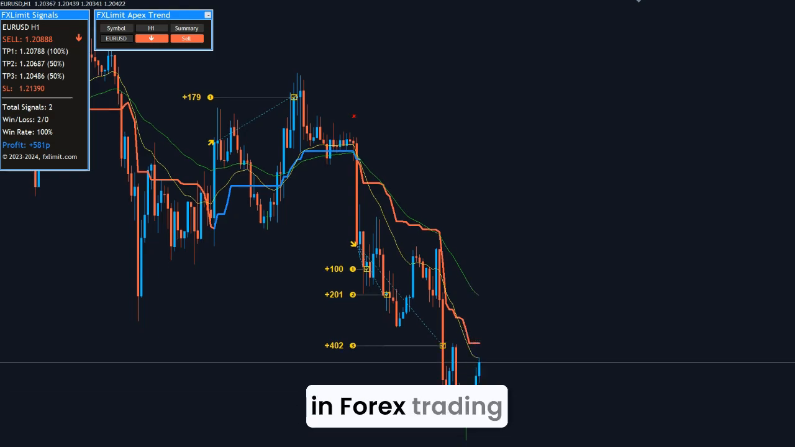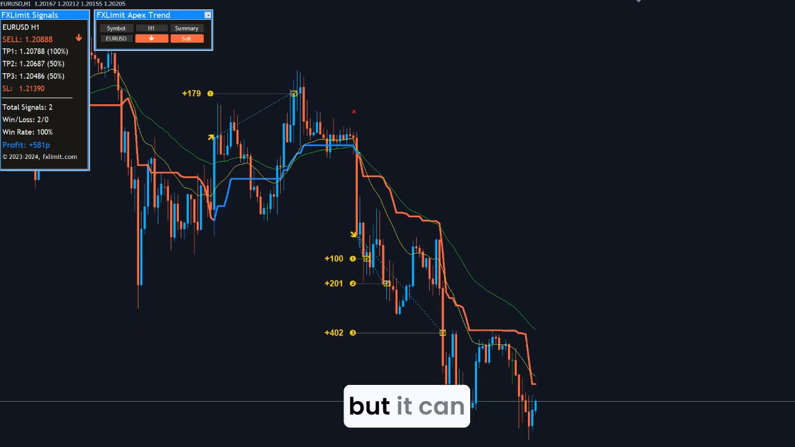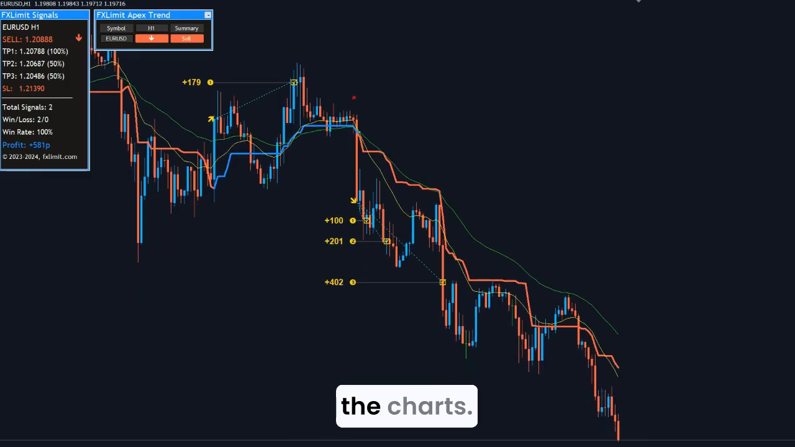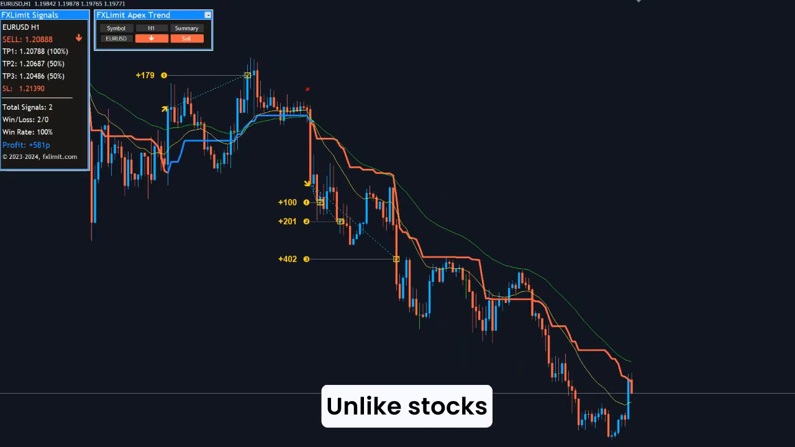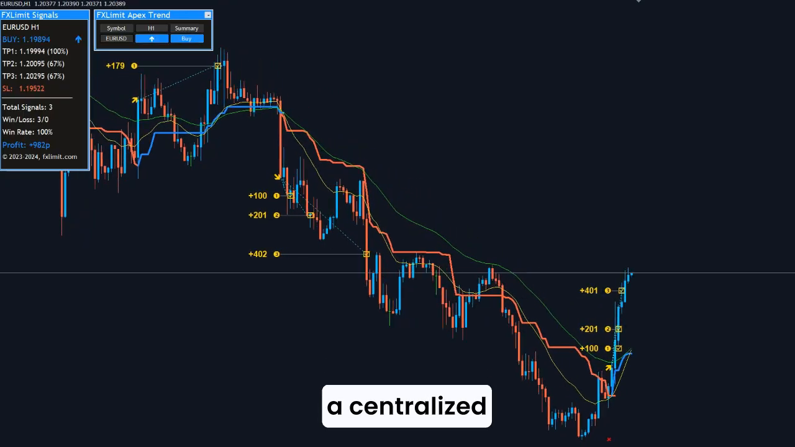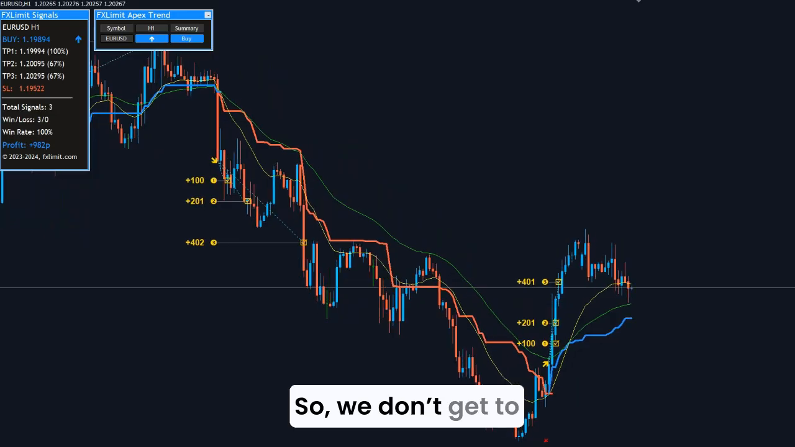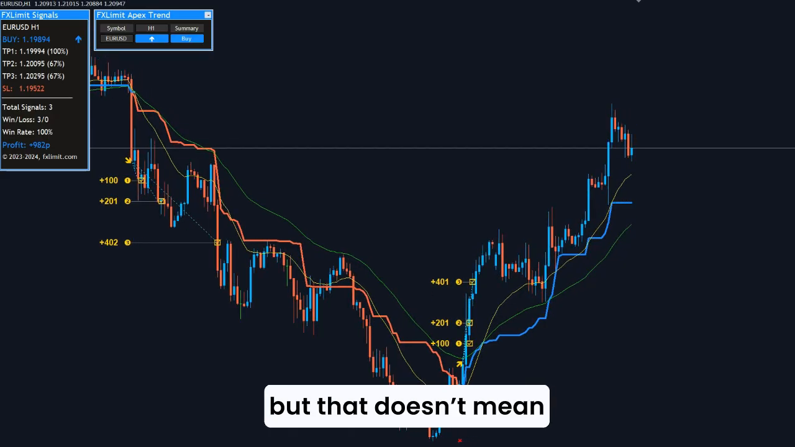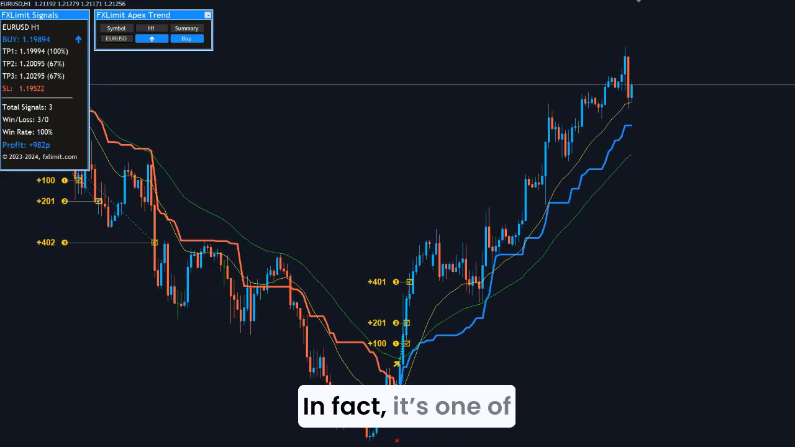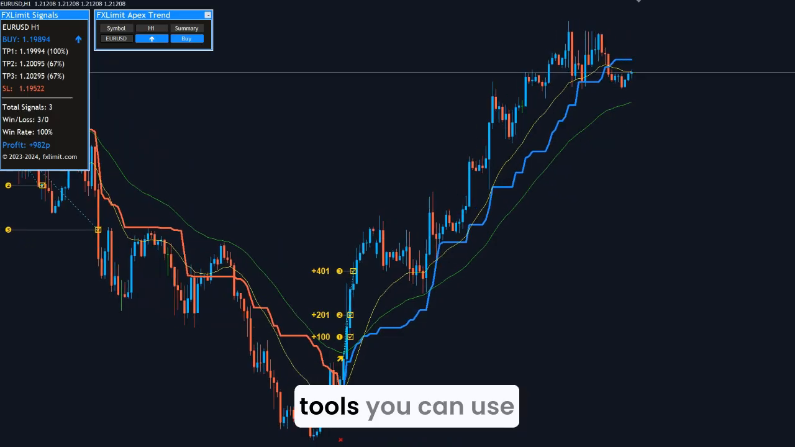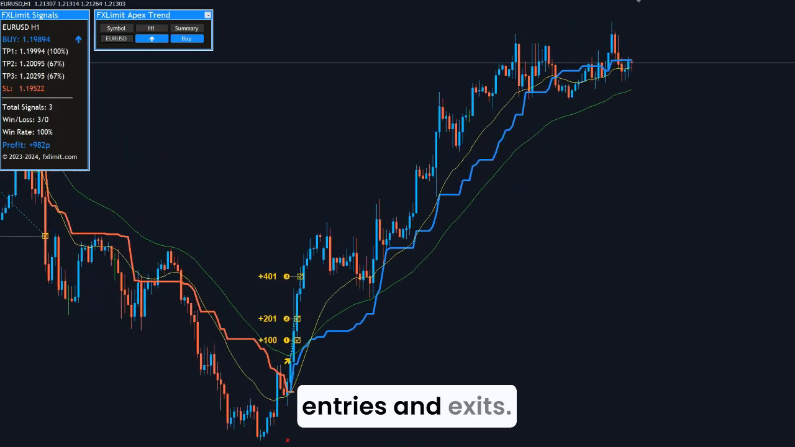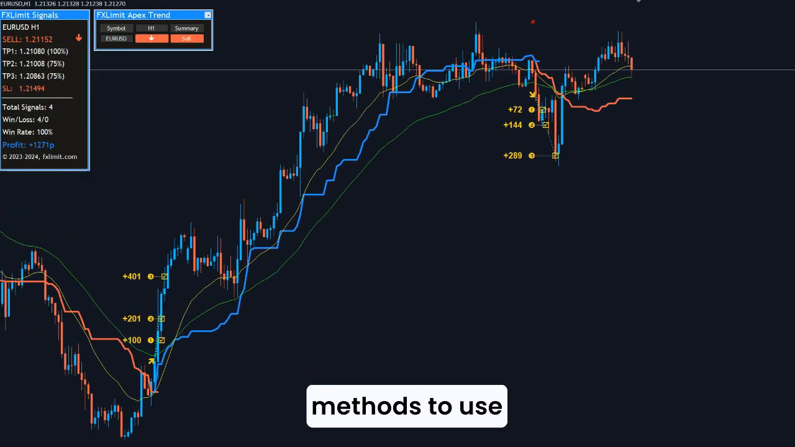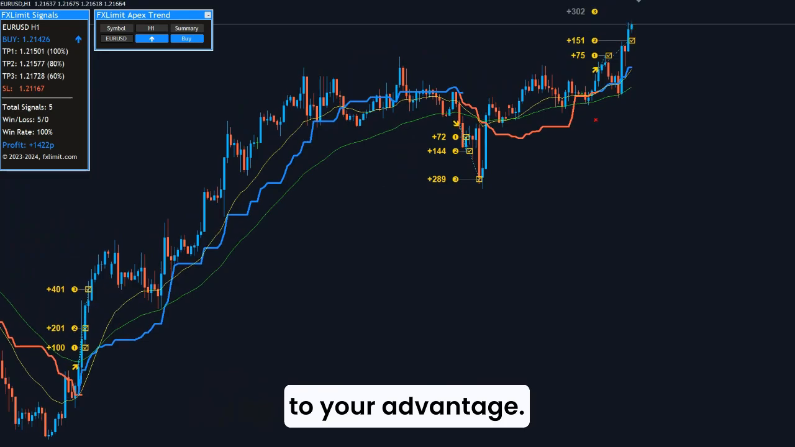Volume analysis in Forex trading is often overlooked, but it can provide some serious insight into what's really happening behind the charts. Unlike stocks or futures, Forex doesn't have a centralized exchange, so we don't get to see the actual volume of contracts traded. But that doesn't mean volume is useless. In fact, it's one of the most underrated tools you can use to improve your entries and exits.